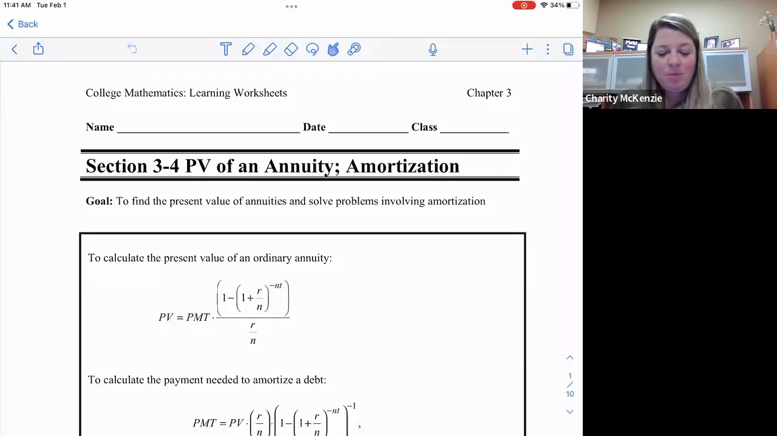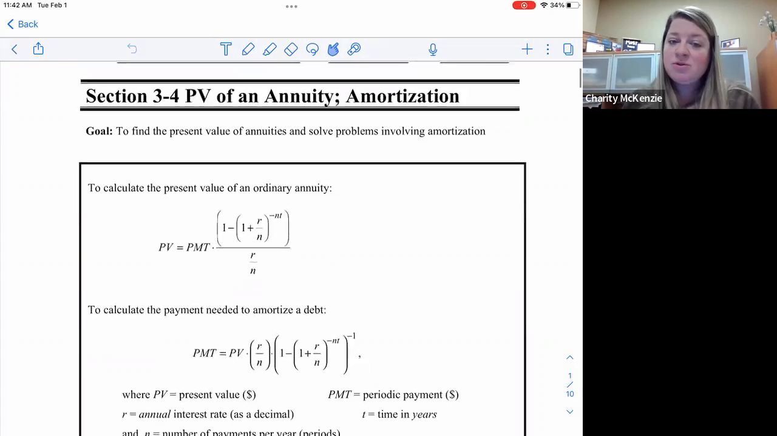All right, this is help with 3.4, and this is the present value, that's what PV stands for, of an annuity. We're also looking at purchasing things and what would be the payment. And amortization is like when you buy a house, looking at how much money goes to interest and how much money goes to paying off your actual loan every single month. So those are the main ideas.